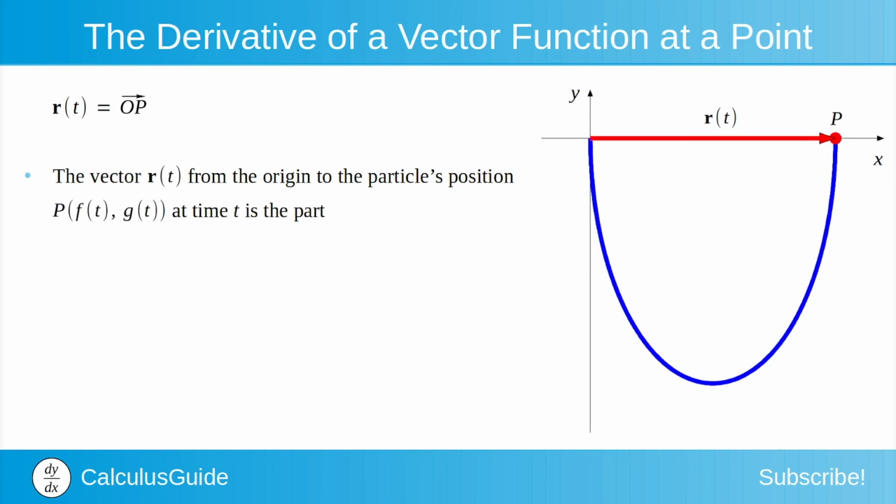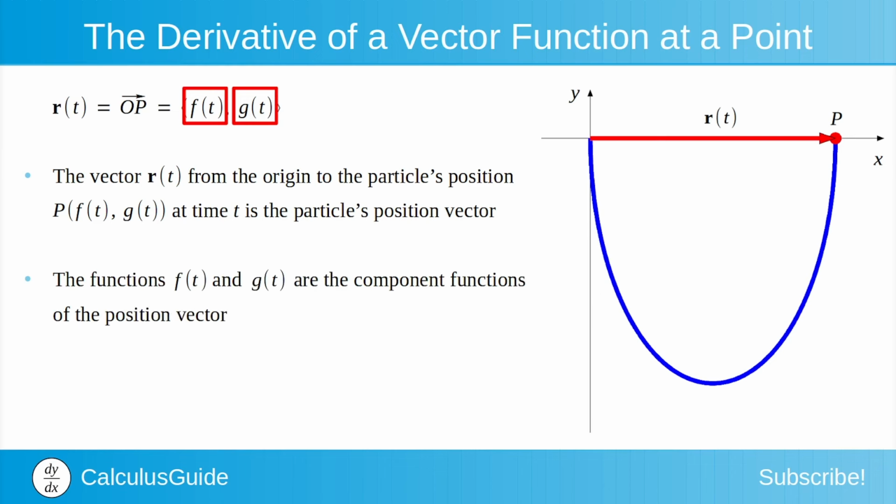The vector r of t from the origin to the particle's position P at time t is the particle's position vector. We can describe the position vector in component form as left angle bracket f of t, comma g of t, right angle bracket for a given time t. The functions f of t and g of t are the component functions of the position vector.